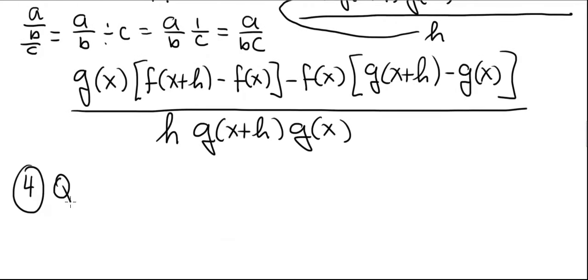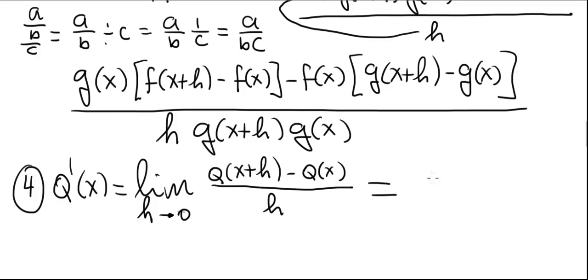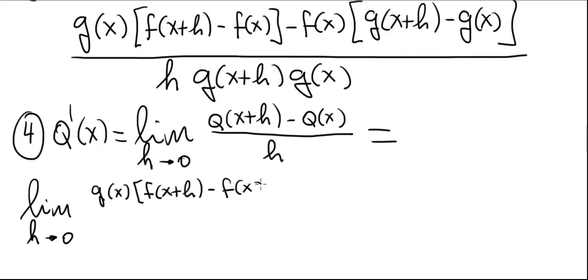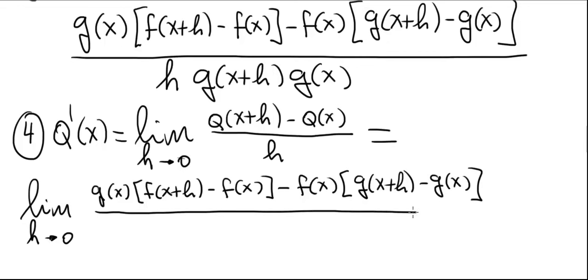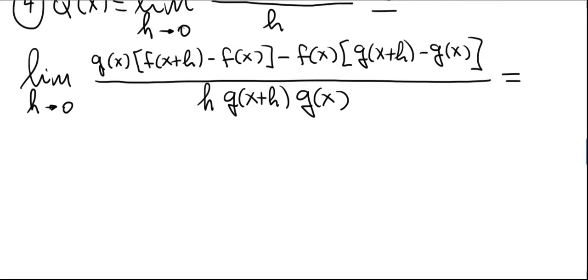Recall that q prime of x is equal to the limit as h approaches 0 of q of x plus h minus q of x over h. And so this is equal to the limit as h approaches 0 of g of x times f of x plus h minus f of x, minus f of x times g of x plus h minus g of x, divided by h times g of x plus h times g of x. So let's break this up into a difference of limits.